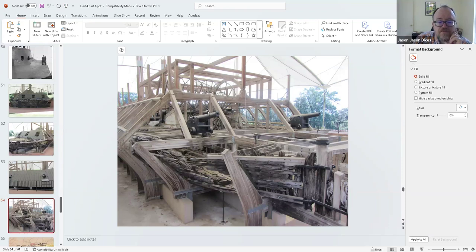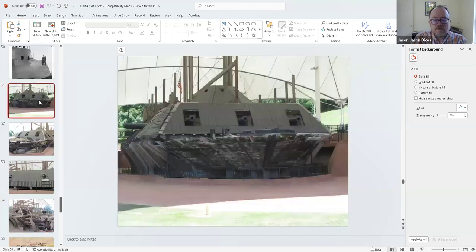And you can see the wheels that turn the paddles and everything. And there's boilers down here that I'm not showing you a picture of, but they would have produced steam in order to turn the paddles. So it's pretty neat if you ever are in Vicksburg and want to swing by and take a look at it.